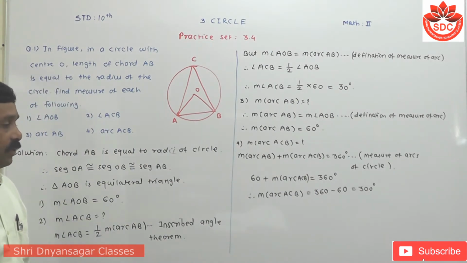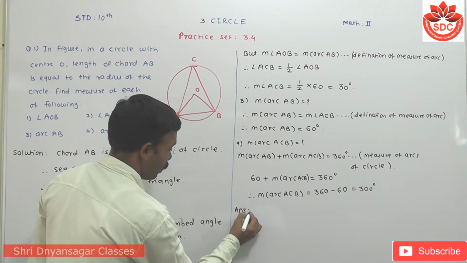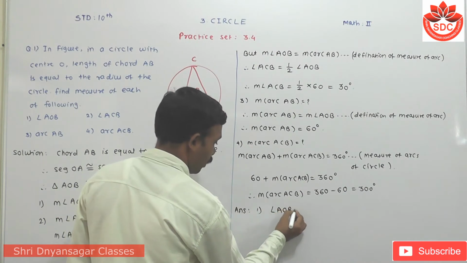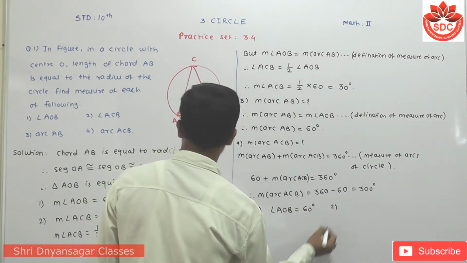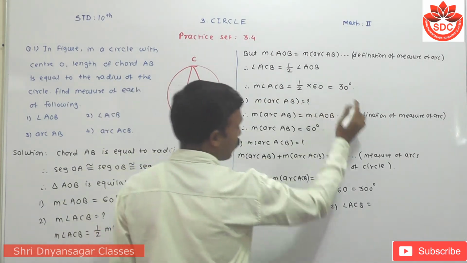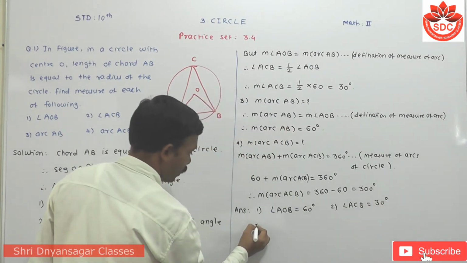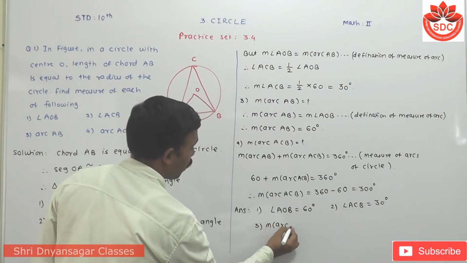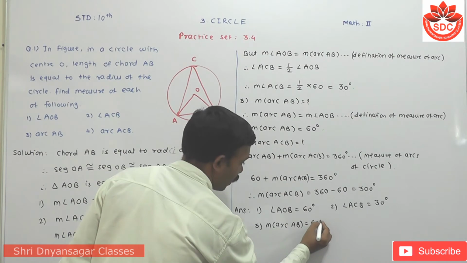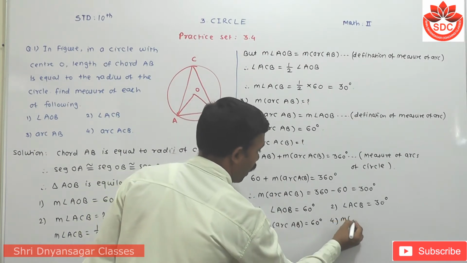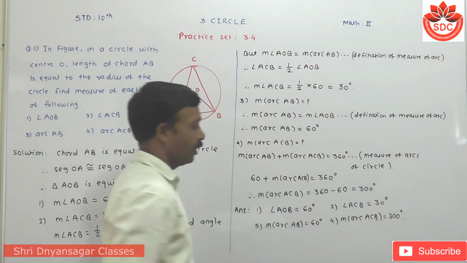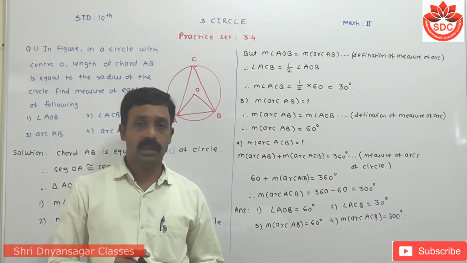Student, then write the answer in a full sentence. Answer. First one: the measure of angle AOB is 60 degrees. Second: the measure of angle ACB is 30 degrees. Third: the measure of arc AB is 60 degrees. And fourth: the measure of arc ACB is 300 degrees. Okay, then we see the next question.